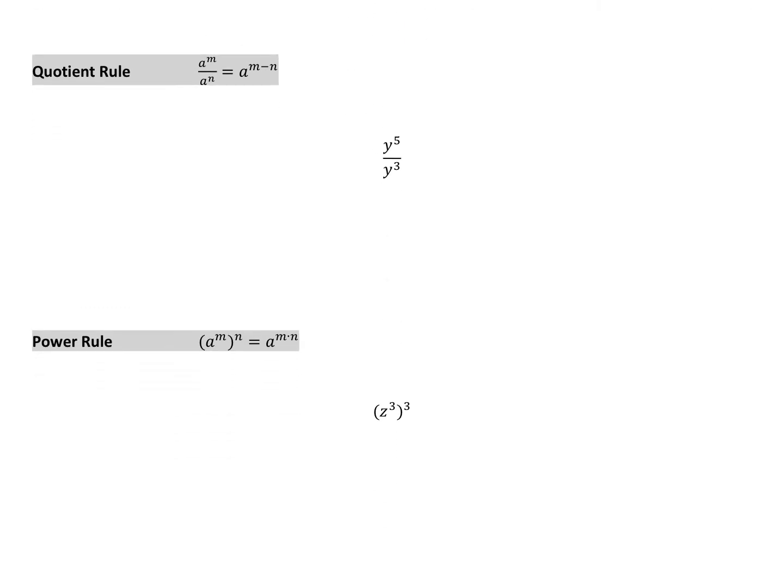Next, we have a quotient rule. It's very similar to the product rule. Now we have a base on each side of the fraction bar, so one on the top and one on the bottom, and we simply subtract the exponents. And so we know that y to the fifth means y times itself 5 times. So if I write that out in expanded form, I get y times y times y times y times y. And then in the denominator, I have y cubed. So that will be y times y times y.